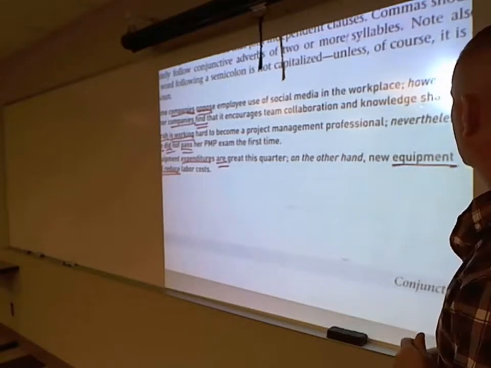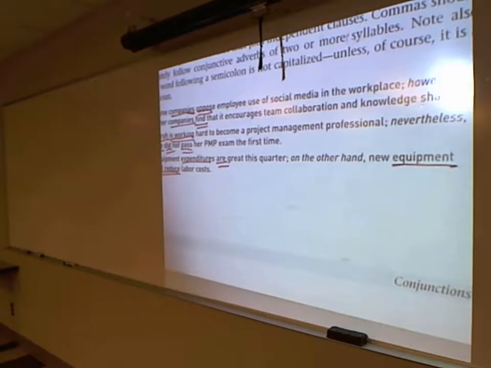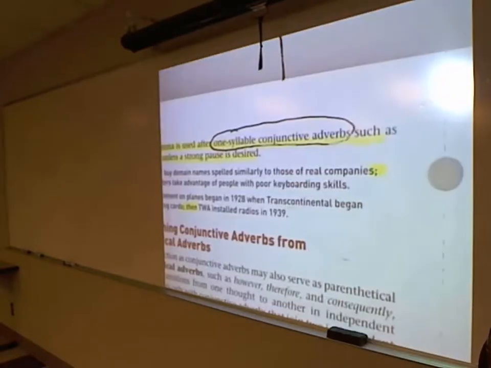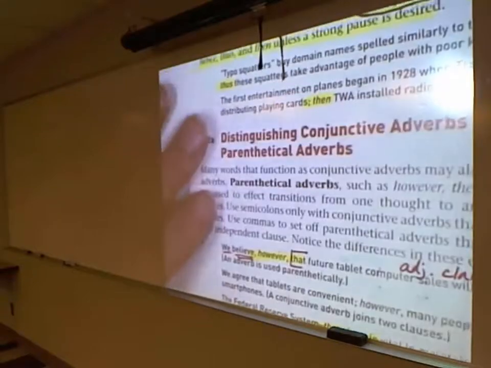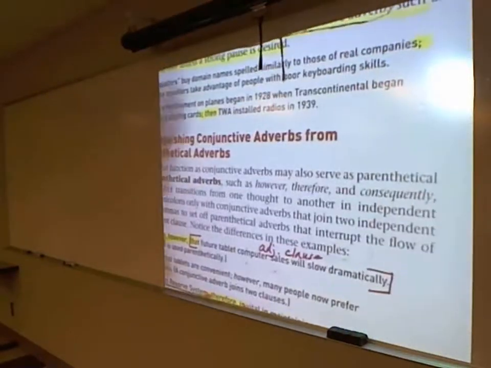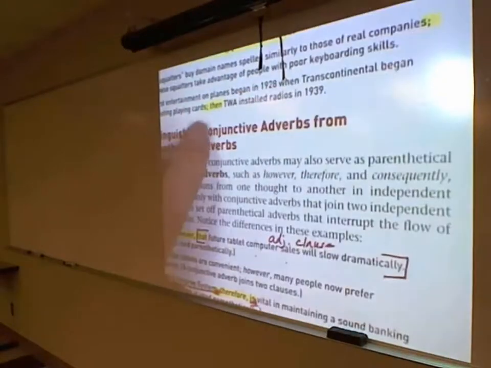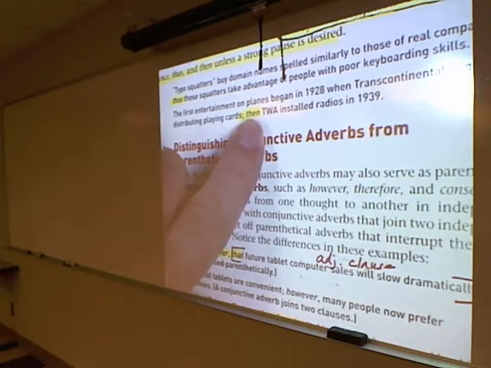Now on the next page, it shows one-syllable conjunctive adverbs, such as the word "thus" or "then." Just use a semicolon before them, but no comma whenever you're using them as conjunctive adverbs to join two independent clauses, if it's only one syllable.